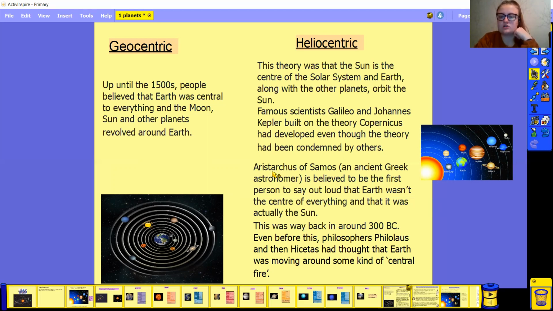So we've got an ancient Greek astronomer, Aristarchus of Samos, who is believed to be the first person to say out loud that Earth wasn't at the centre of everything, and it was actually the sun. So this is way back in around 300 BC. And before this, philosophers such as Philolaus and Hicetas are thought to have believed that the Earth was moving around some kind of central fire, but they weren't sure what that was. It was Aristarchus who was the first person to say out loud that the Earth was going around the sun.